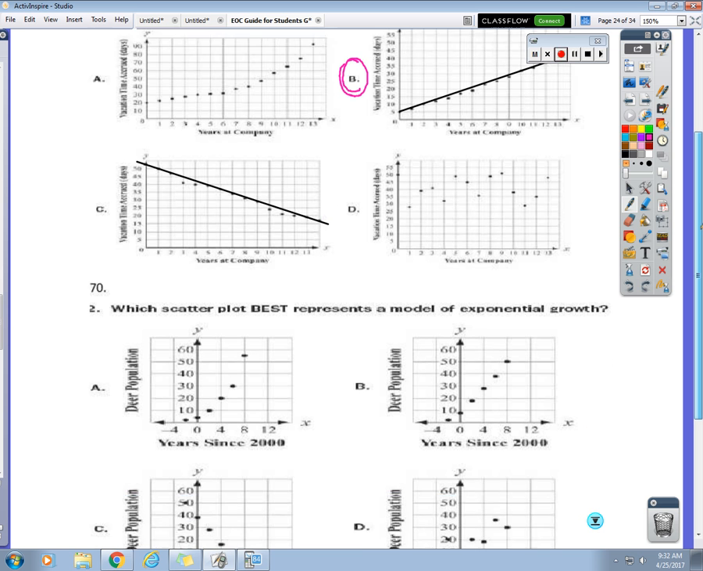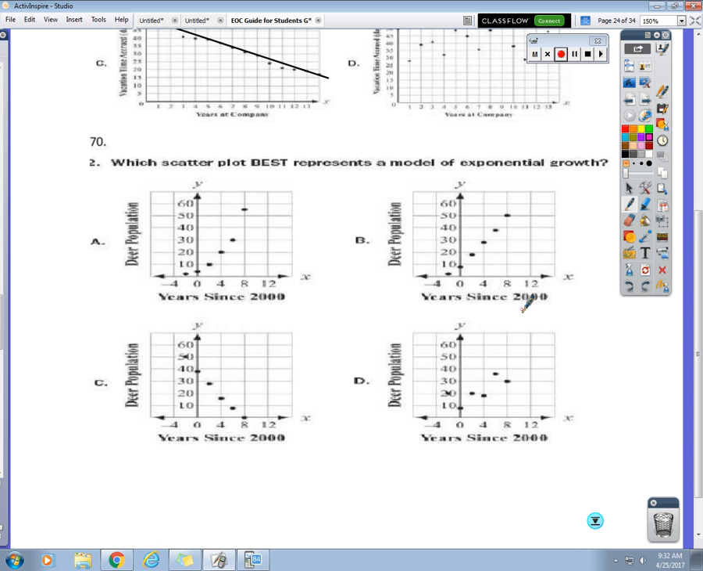Number 70. Which scatter plot best represents a model of exponential growth? A is correct. Exponential functions curve and growth goes up. No other ones on there were even exponential though. B was a linear growth. C was linear, but it goes down. And then D, I mean, if you had to draw a best fit line, you could. It would just be weak correlation. Remember when we talked about that in Unit 6? Weak correlation. But it's also linear. Okay, next page.